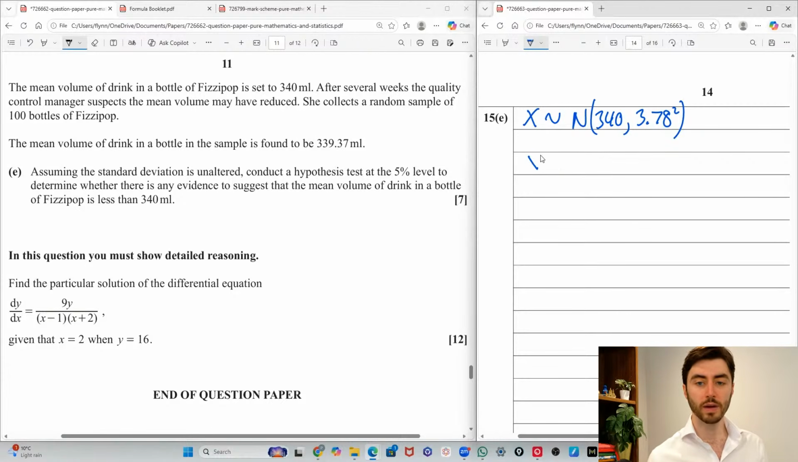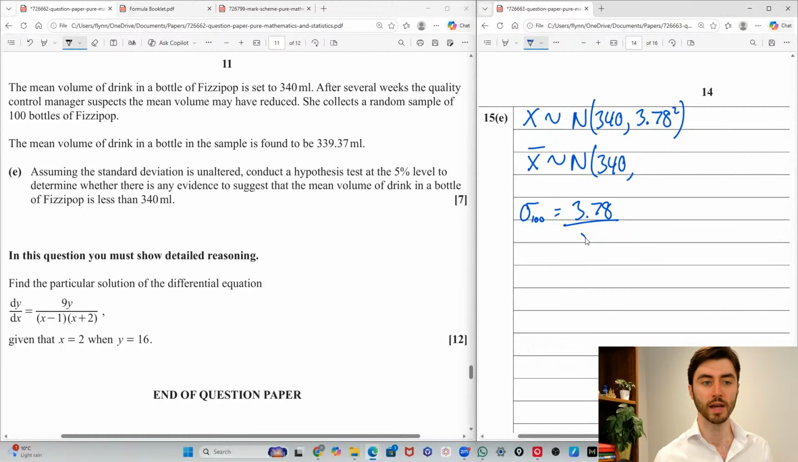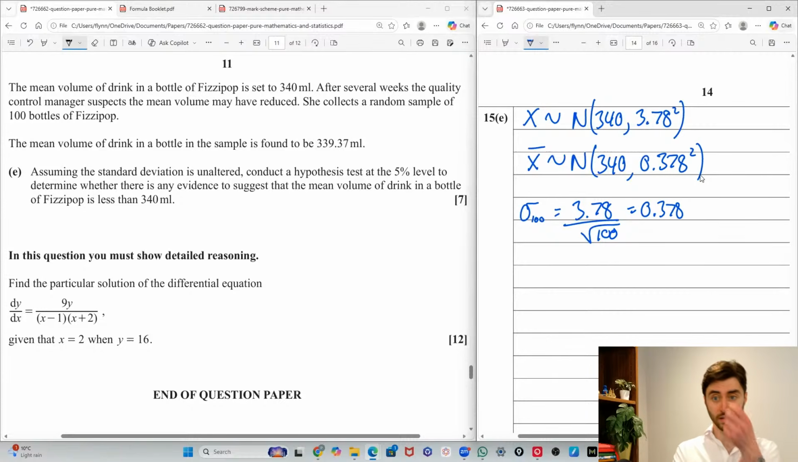Which means, by the way, that X bar should be distributed normally with same mean of 340, but this time, remember, sigma for a sample size of 100 is equal to the old standard deviation all over root n. So over 10, basically. Which gives us a new standard deviation for the sample mean. That's the part that a lot of people forget when doing a normal hypothesis test.